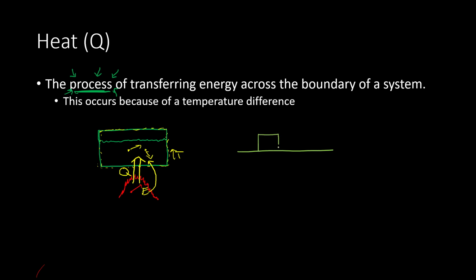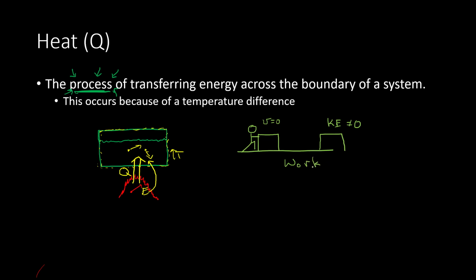So if we have a box and you stand behind it and start pushing on it, this thing is going to gain energy. It starts with an initial velocity of zero, but after some time of you pushing on it, it has some kinetic energy. And where did the kinetic energy come from? Well, it came from you pushing on it, which we call work.